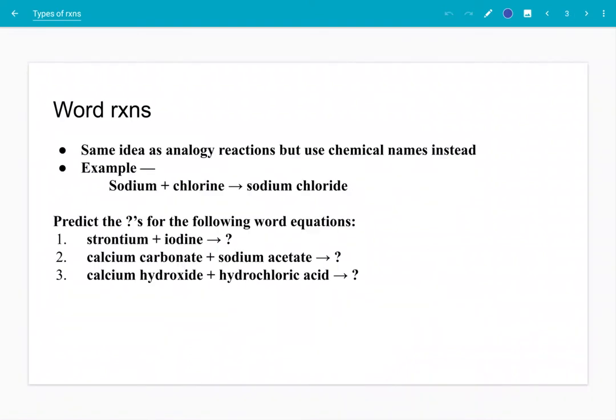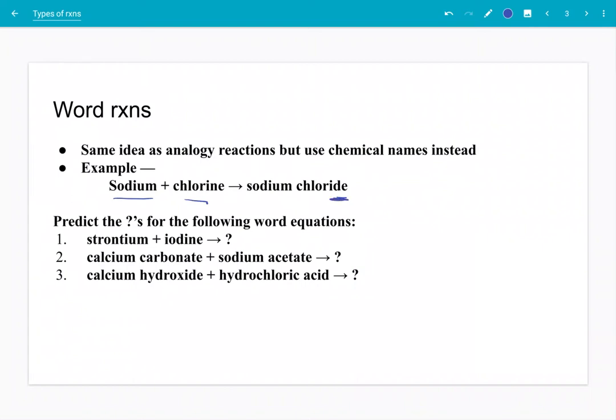The next kind of reaction is word reactions. This is the same idea as analogy reactions, but now we're actually using chemical names. So if I have sodium and chlorine together, it's going to make sodium chloride. Notice this side is the bonded side, and you notice that the chlorine became chloride.